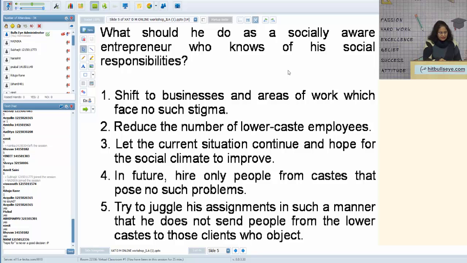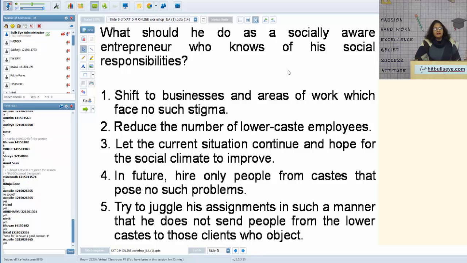And let's look at the third one. Let the current situation continue and hope for the social climate to improve. Again, this is a situation where you leave the current situation as it is and, without doing anything, take no action. That is a bad decision. So we should remember that no action is a bad action, a bad decision.